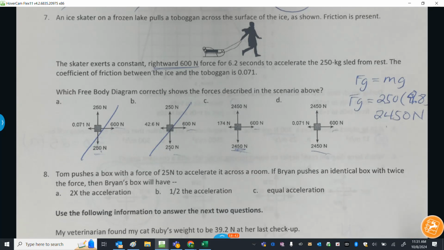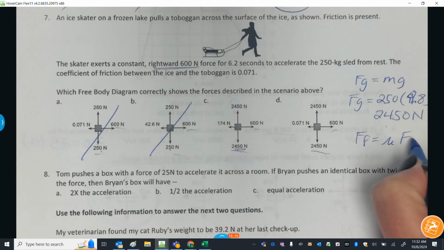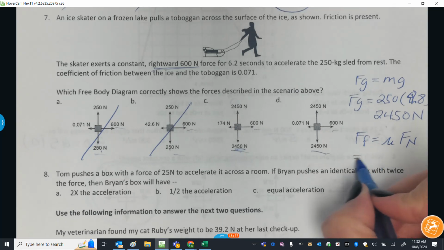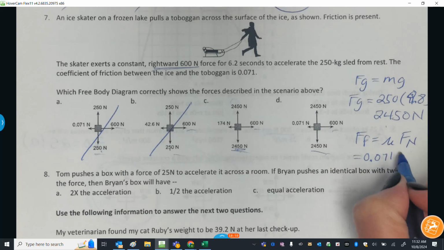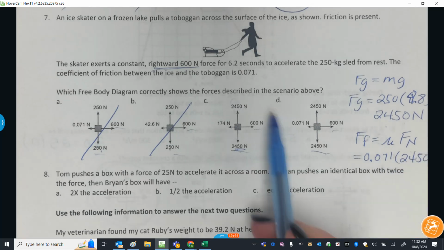Okay, my equation for force of friction is mu times Fn. In this equation, guys, this is normal force. This is not net force. I had some people asking about that before. This equation, this is normal force. My mu value is 0.071. Fn is 2,450. Again, it's equal to that. You can see it in the diagram.